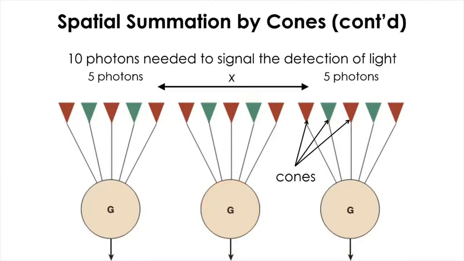And now let's assume that two spots of light with a subthreshold amount of photons, 5 photons each, fall on the right and the left side of the retina. Unlike the ganglion cell from the scotopic system, there will be no summation to signal light detection because the range of summation is quite limited. In fact, they are just separated, so there is no summation and there will be no light detection event.